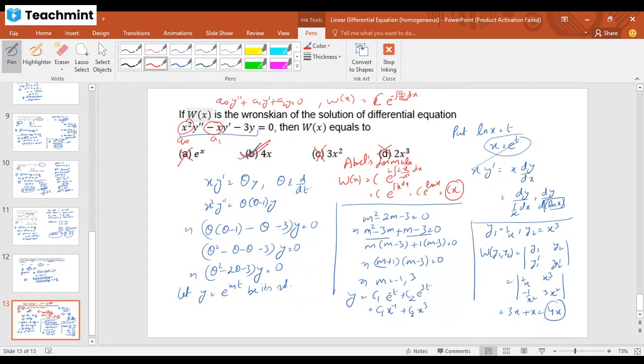So in this case, with the help of Abel's formula, you can directly get an idea about the Wronskian of the function. So you have a choice: either you can use this method, firstly reducing your differential equation to constant coefficients, finding the solution, and then calculating the Wronskian of the functions, or you can use the shortcut formula for calculating the Wronskian.